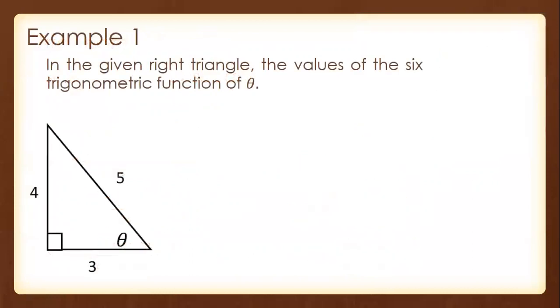So let's have an example. In the given right triangle, find the values of the six trigonometric functions of theta. So what are the values of the six trigonometric functions? Since this is our angle theta, the side across from it is the opposite side of angle theta, which is 4. And the side beside it, which is the adjacent, is 3. And the side across from the right angle, the hypotenuse, is 5.